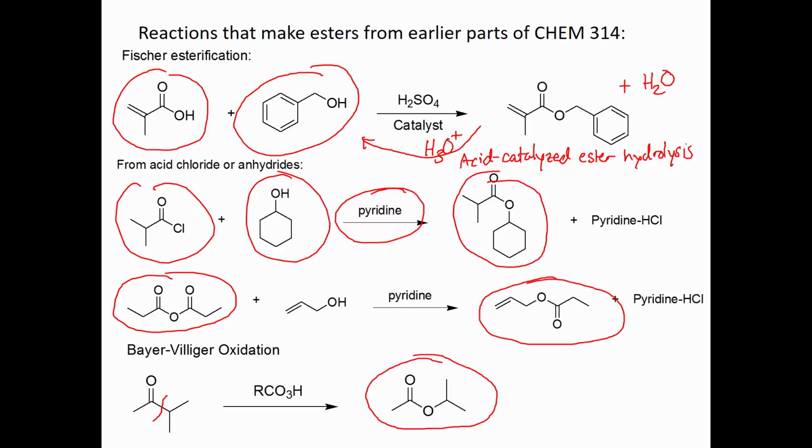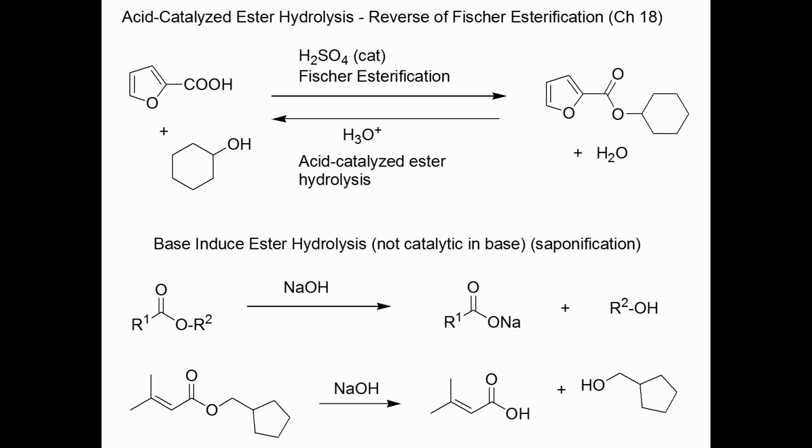So here we have a methyl and an isopropyl, and the isopropyl is expected to migrate to oxygen because it will stabilize the carbocation better. That's a reaction that we looked at mechanistically back in the ketone chapter. Okay, let's look at some new ones.